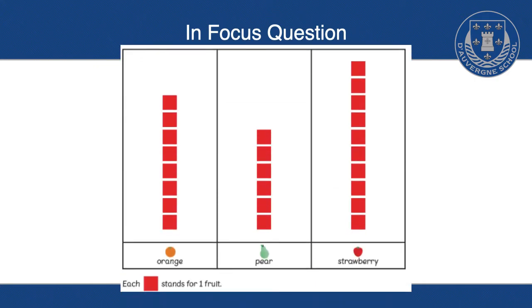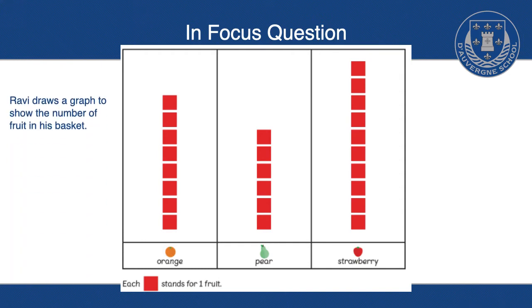So today's in focus question, we have a graph, and this graph shows us data about oranges, pears and strawberries like yesterday's did. And remember that all important thing to check at the very beginning, the key. So what does each of those red squares represent? We always have to check this because, like we said, it could represent 2 oranges each time. It could represent 5 or 10, but in this case, it's just representing 1 fruit each time.